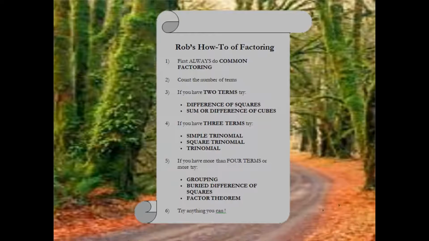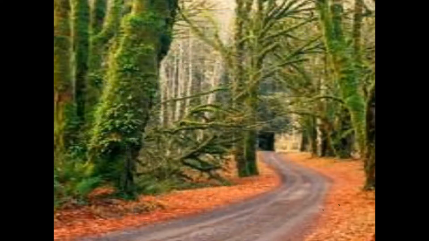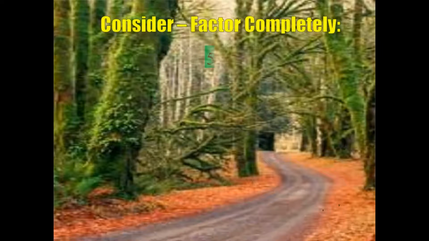Now, this is Rob's how-to of factoring. First, you've got to do common. Then you've got to start counting terms, looking for difference of squares, sum and difference of cubes. If we've got 3 terms, we're looking at trinomials. If we get past that, we're into grouping, buried difference of squares, and unfortunately the factor theorem.